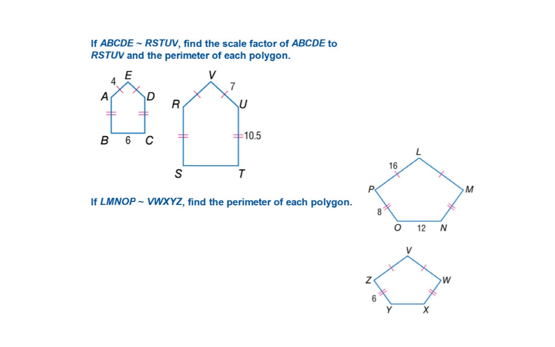Last page. So these two polygons are similar. What's the scale factor of ABCDE to RSTUV? Pay attention to the order. Pick a side that you can match up on ABCDE to RSTUV. Do you see one? Yes, 4 and 7. 4, yeah. But there's nothing right here, but why does it match up with 7? Because they're congruent, yep. So that's my scale factor.